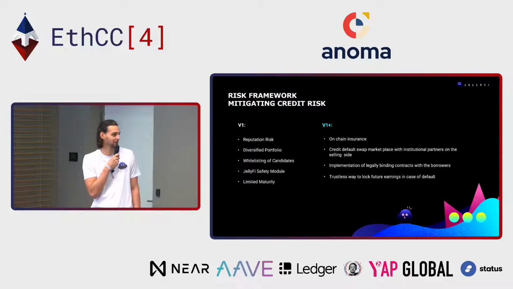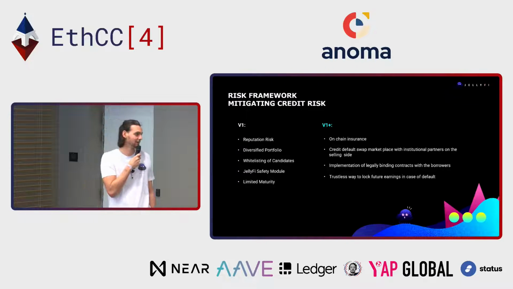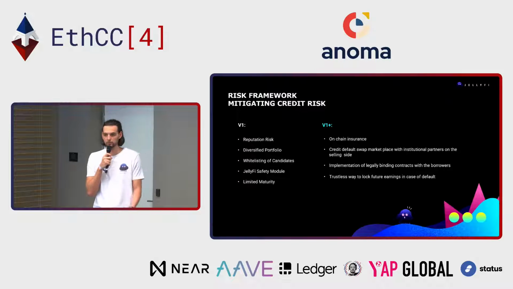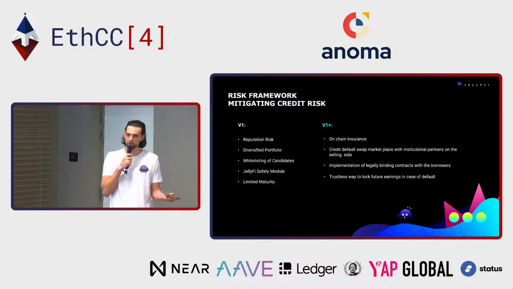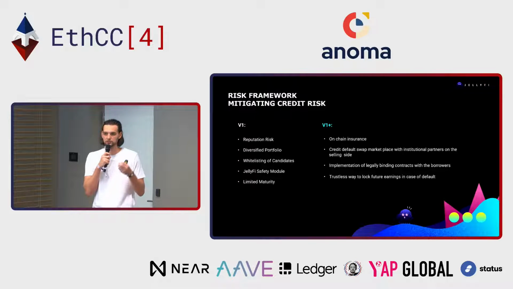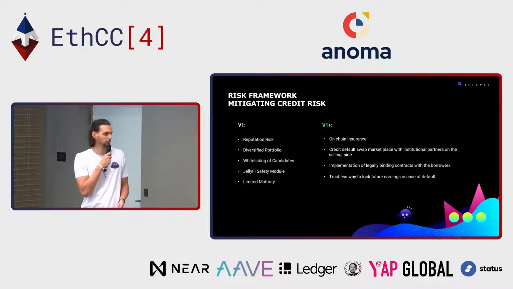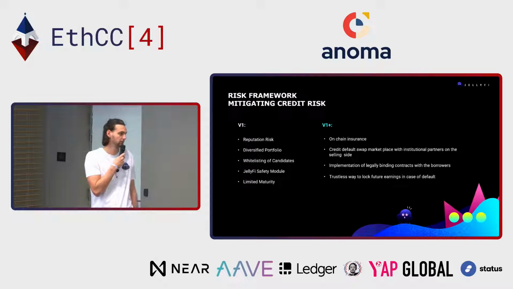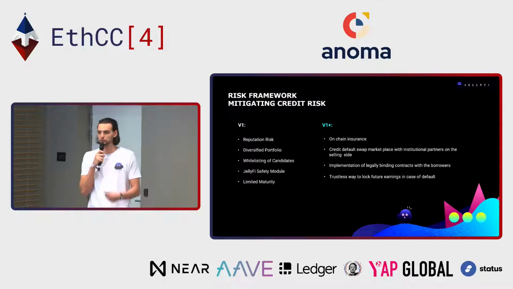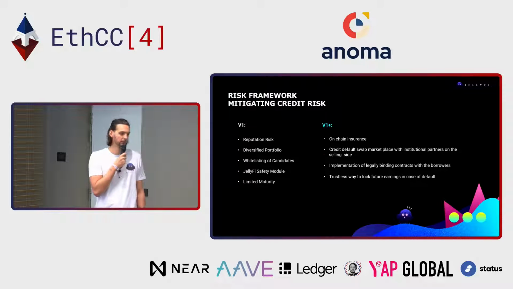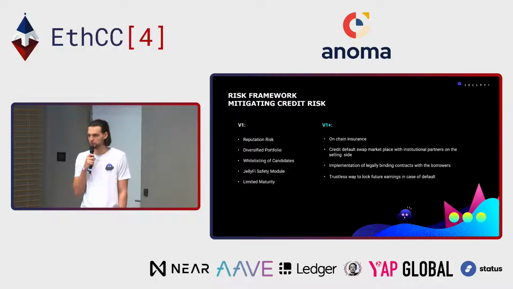And we are looking at implementing legally binding smart contracts between the borrower and the lender. I guess you all know OpenLaw, so you could picture some cases where you create a smart contract between the borrower and the lender, and in case of a dispute or default, you could bring it into a clearance court, for instance, to settle the agreements. And we are looking as well at a trustless way to lock future earnings in case of default, for instance, earnings that they would be locking in the smart contracts.